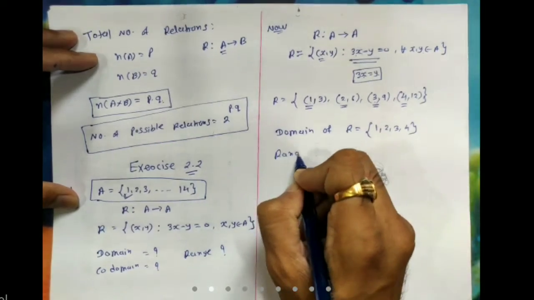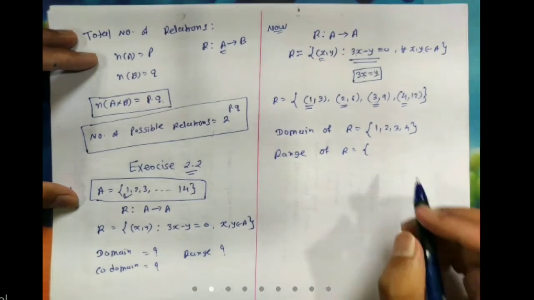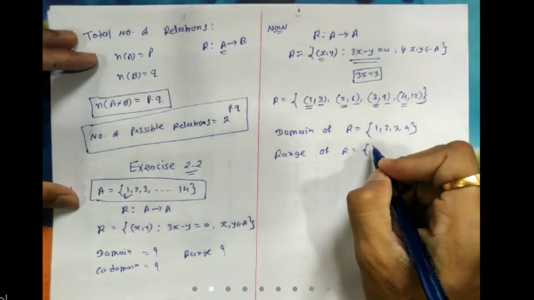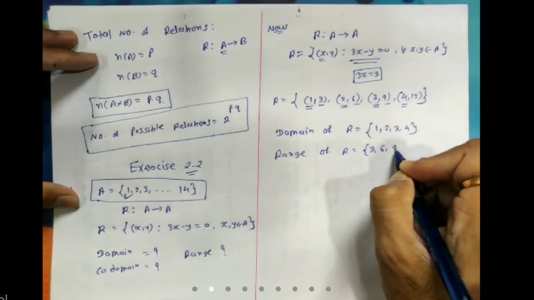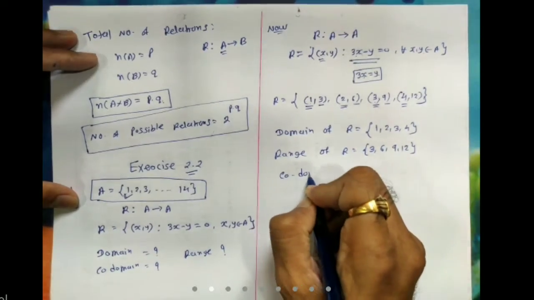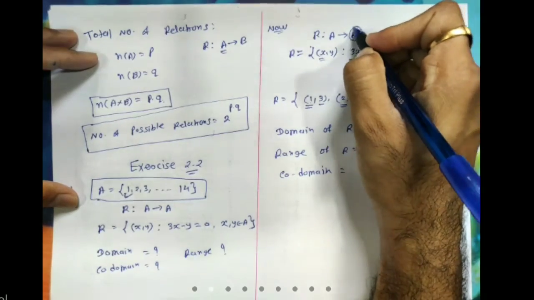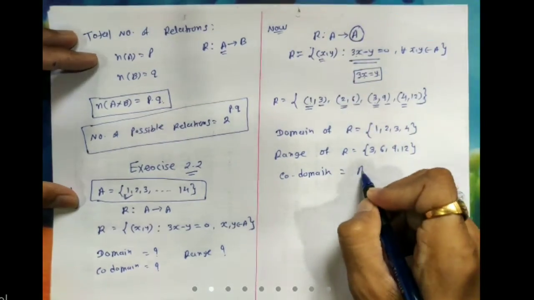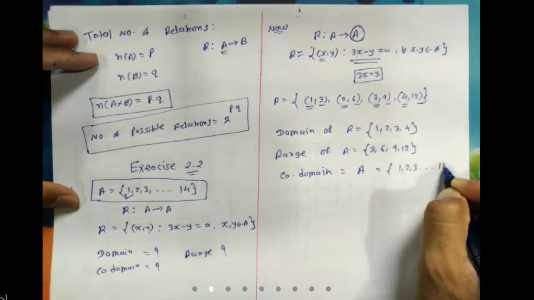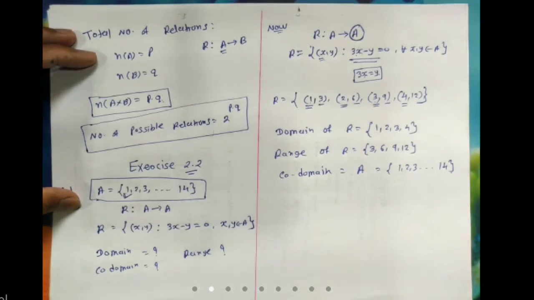Then you can find the range. Range is the set of all the images, that means the set of all the second elements. So these are the second elements: 3, 6, 9, 12. This is the range. And what is codomain? Codomain is the second set on which the relation is defined. So here our relation R is defined on set A. So codomain is set A, and the elements are 1, 2, 3 up to 14. So this is the answer of your question number 1. Clear, students?